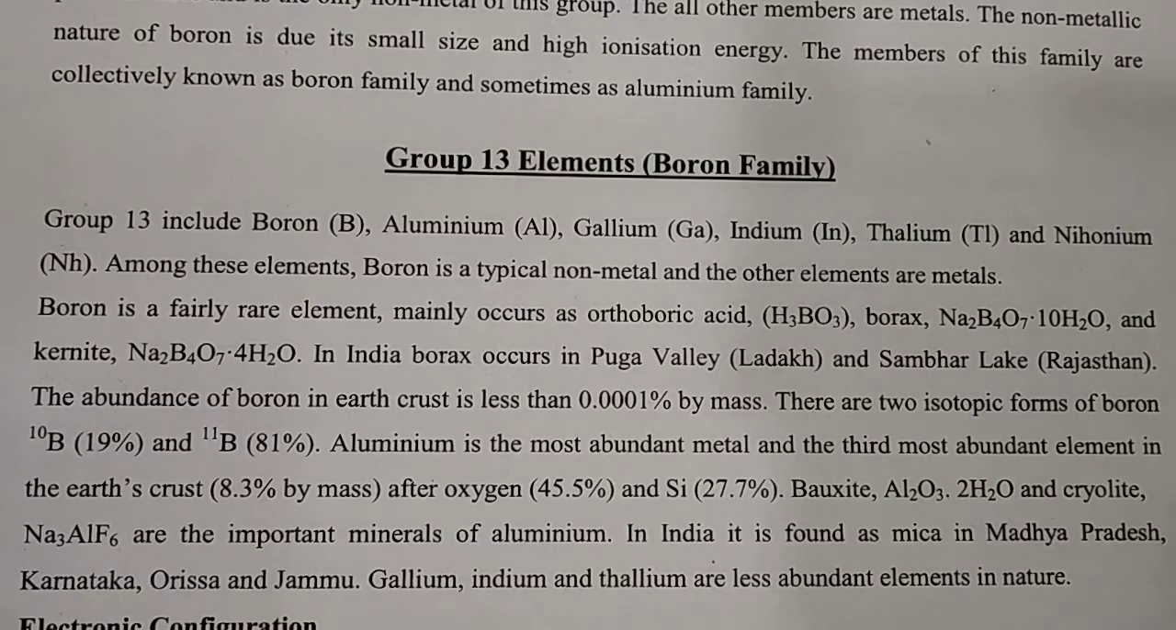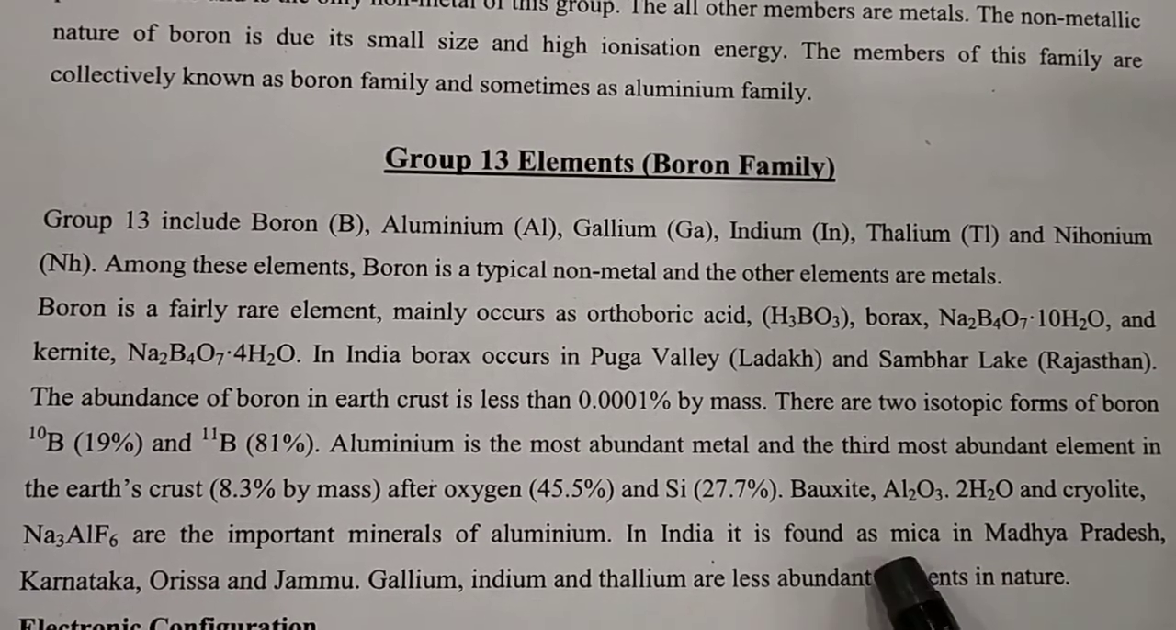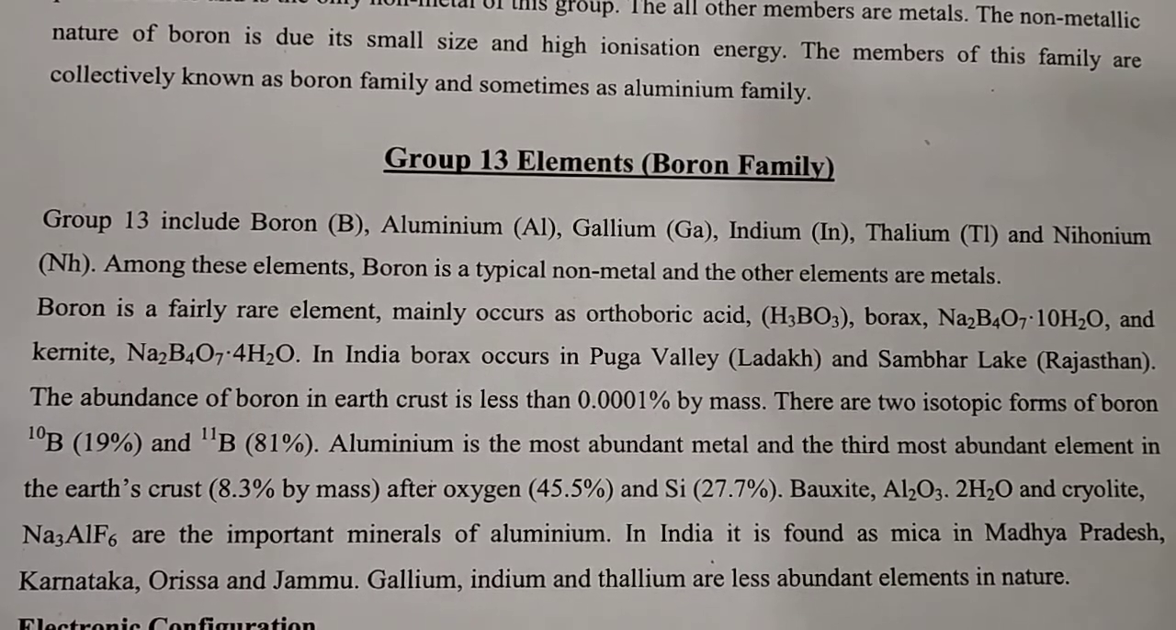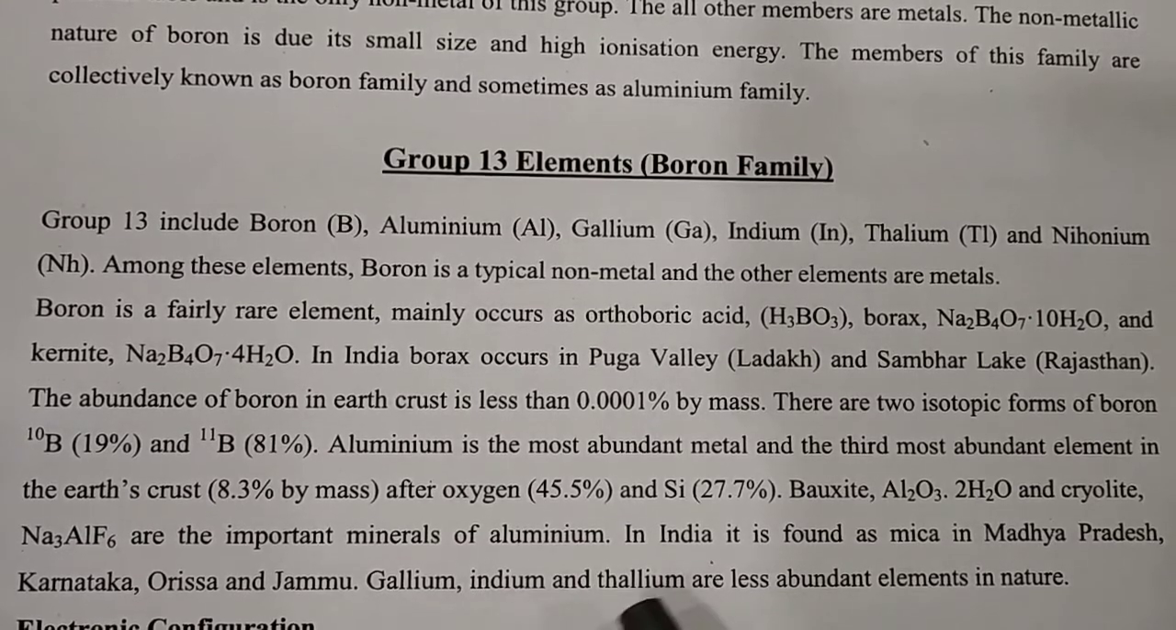अब aluminium मिलता कहाँ से? किसमें? So ores, bauxite. Bauxite is a rich ore, Al2O3.2H2O and cryolite, that is Na3AlF6 are important minerals of aluminium. In India, it is found as mica in Madhya Pradesh, Karnataka, Orissa, Jammu. Gallium, indium and thallium are less abundant elements in nature. तो ये first paragraph जो group number 13 के अंदर था, उसके अंदर हमने occurrences के बारे में पढ़ा, कहां से boron and aluminium मिल रहा है.